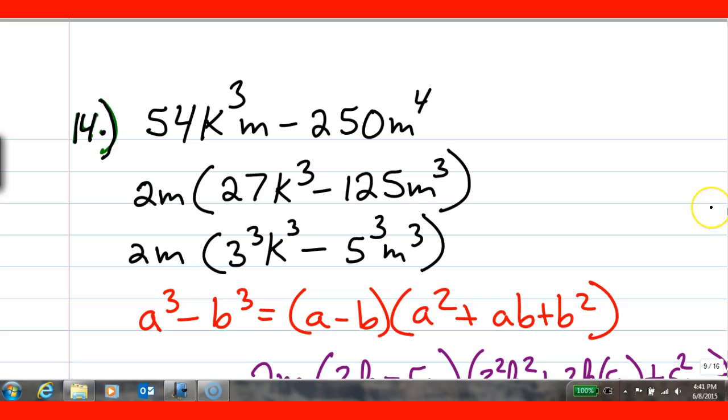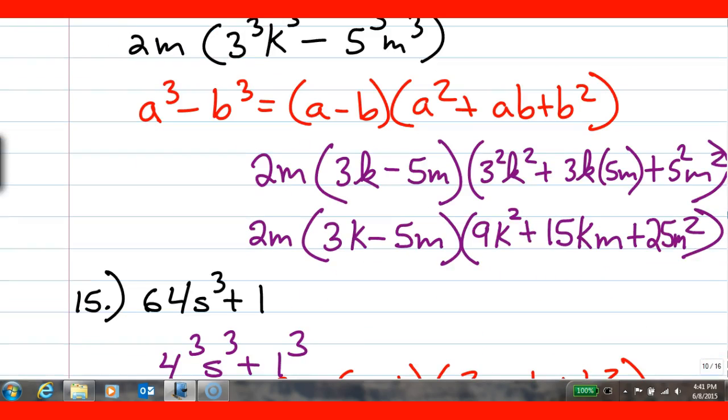Now, in the difference of cubes, if I have a base a raised to the third power minus the base b raised to the third power, then I can rewrite it in a factored form of a minus b times a squared plus ab plus b squared. So let's go ahead and plug this information in.